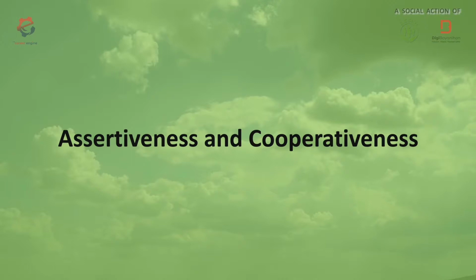Assertiveness and cooperativeness. The TKI model helps you assess the situation in two different aspects. The first being assertiveness: to what extent will you be able to take your concerns at the cost of others? And the latter being cooperativeness: to what extent are you willing to go to help appease someone's concerns?